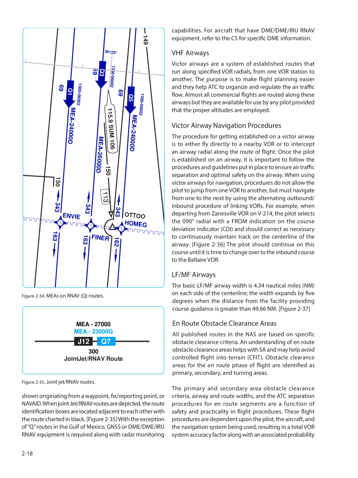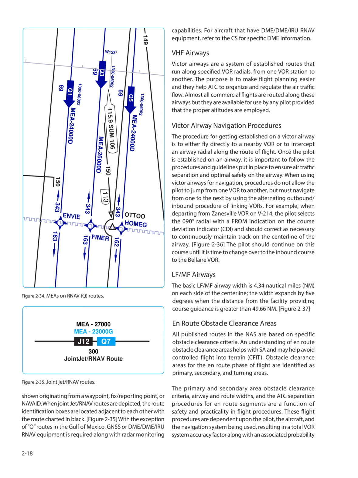When using Victor Airways for navigation, procedures do not allow the pilot to jump from one VOR to another, but must navigate from one to the next by using the alternating outbound/inbound procedure of linking VORs. For example, when departing from Zanesville VOR on V214, the pilot selects the 090 degrees radial with a FROM indication on the course deviation indicator, CDI, and should correct as necessary to continuously maintain track on the center line of the airway. Figure 236. The pilot should continue on this course until it is time to change over to the inbound course to the Bel Air VOR.